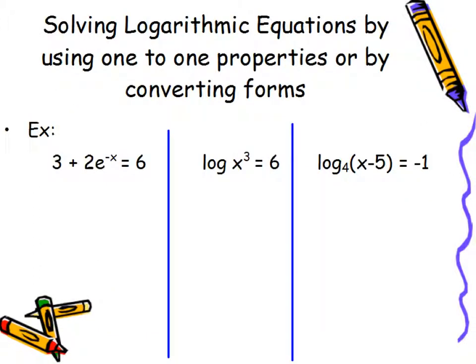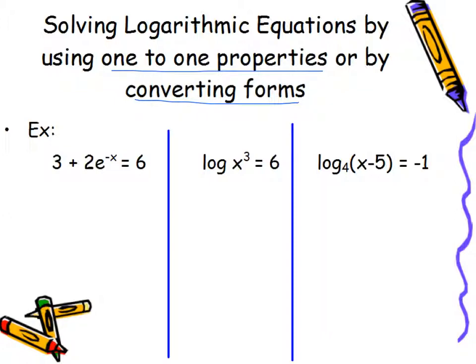So what I'm going to do here is just practice solving a bunch of equations. We're going to use the one-to-one properties as necessary, or sometimes you're just going to do the converting forms that we have done previously to help you solve. So let's look at this first example. When I look at this, I see that there's an exponential going on here, but I only see it on the left side. I don't see an exponential over here anywhere. So I'm not sure that this is going to be a one-to-one situation. So let's work on it.